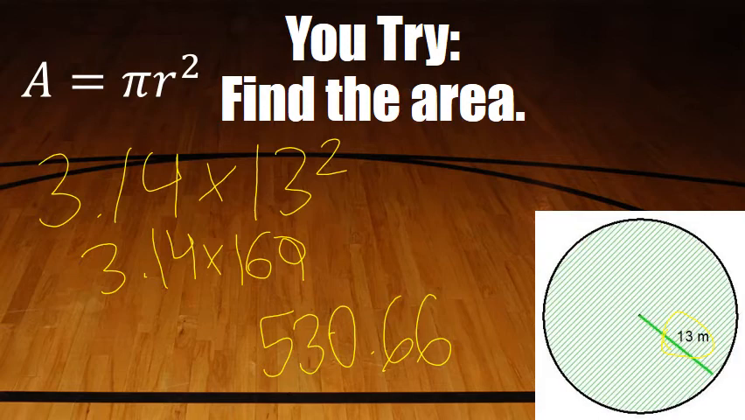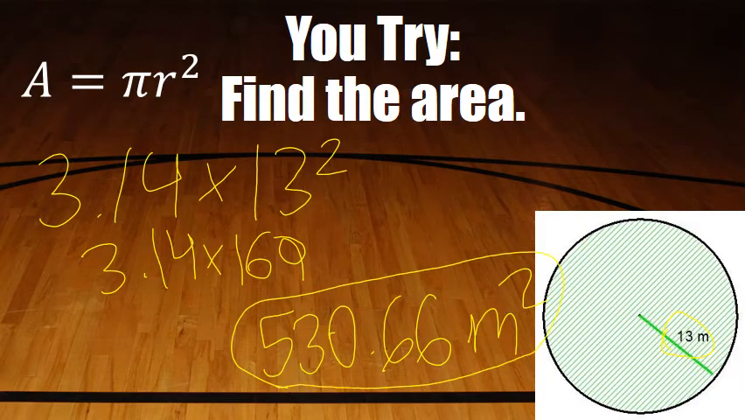Nope, not all done. Still need to have that unit. Remember, in this case, it's meters squared. So we got the meters, the little 2 on the top because we combined the unit, we squared them. So it's meters squared. We got our unit. We got our number, 530.66. That's 530.66 meters squared. That's the area of this circle that we found. We ran through our equation. We went through the steps. 530.66 meters squared is our area for this circle.